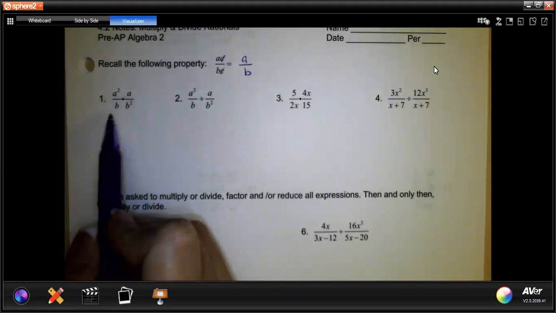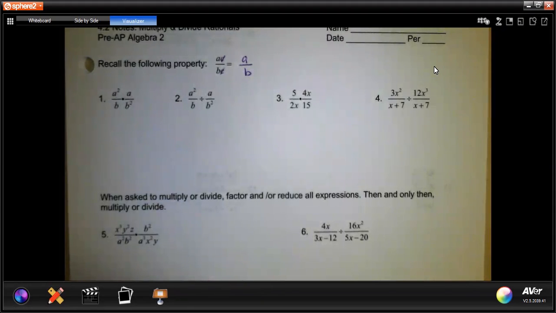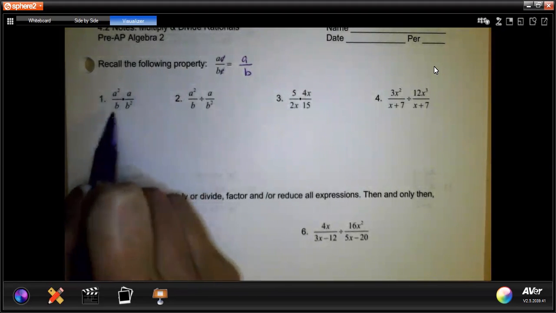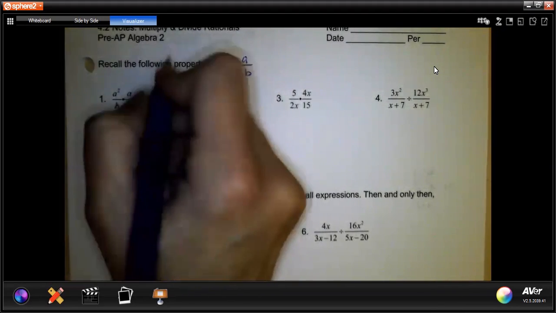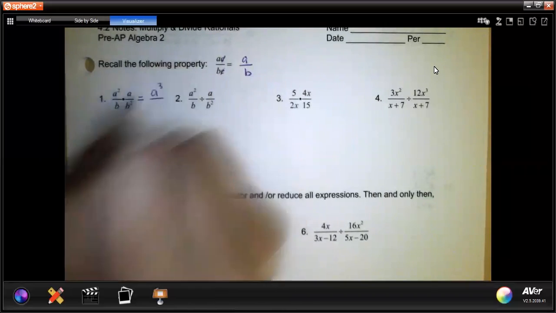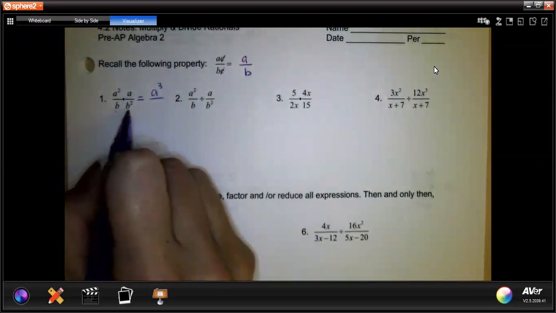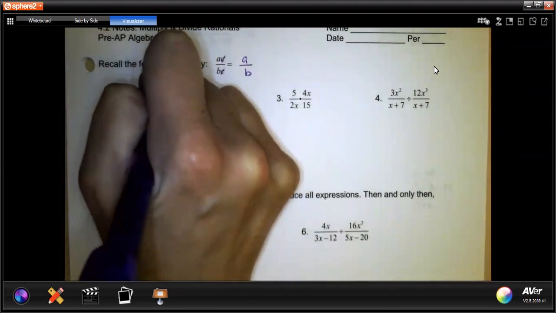On our first one here, we are multiplying these two fractions. And remember, when you multiply fractions with numbers, you multiply straight across the top and straight across the bottom. You do not need to get a common denominator to multiply and divide. So here we would multiply straight across and then multiply our denominator straight across. Before you do that, you can go ahead and reduce, and we'll practice that later on, but I'll start with that one. So a squared times a gives us a cubed, and b times b squared is b cubed.